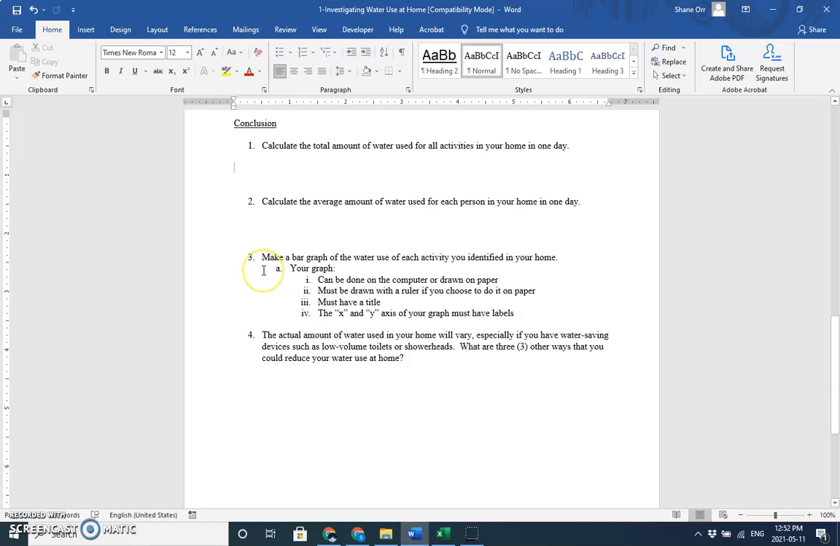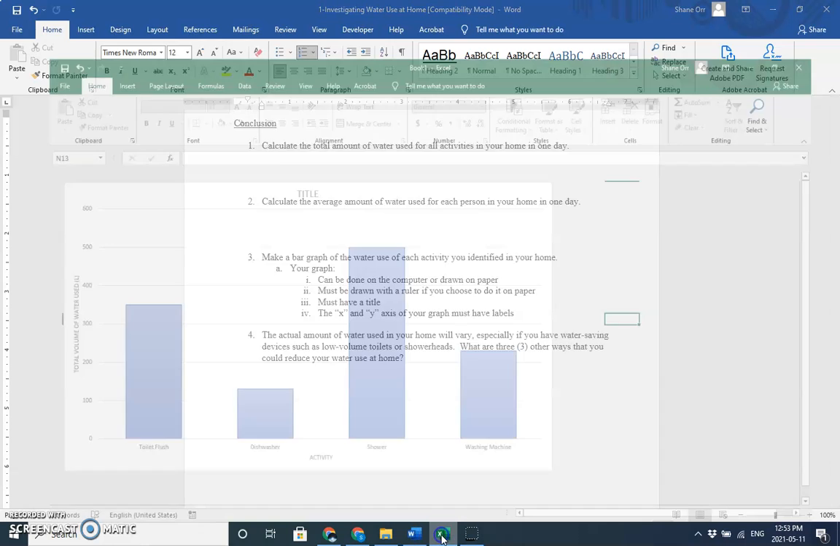Number 3 is you're going to make a bar graph of the water use of each activity you identified in your home. And your graph can be done in one of two ways. You can do it on a piece of paper, and if you do it on a piece of paper, you need to do it with a ruler, and your graph has to have a title, and the X and Y axis must be labeled. Or if you want to do it on the computer, it could look something like this.